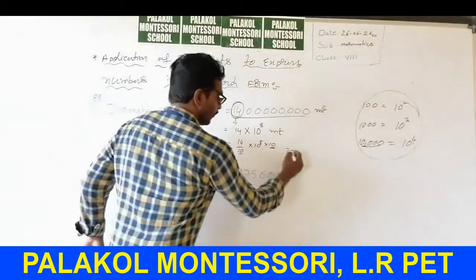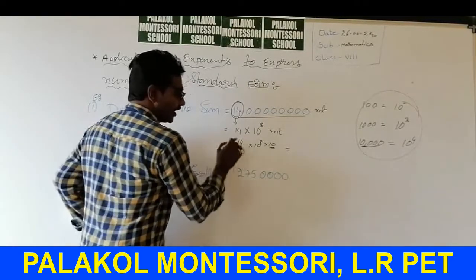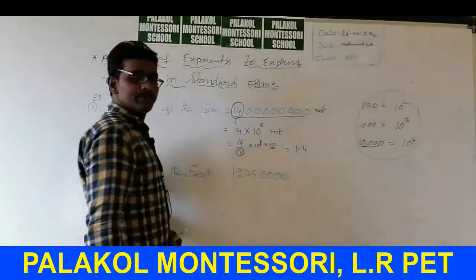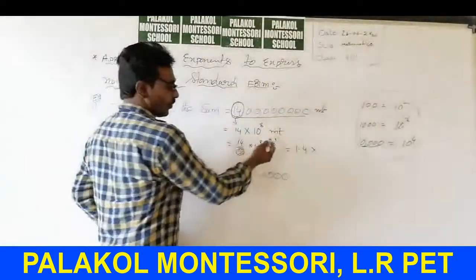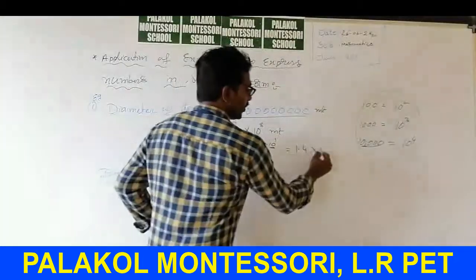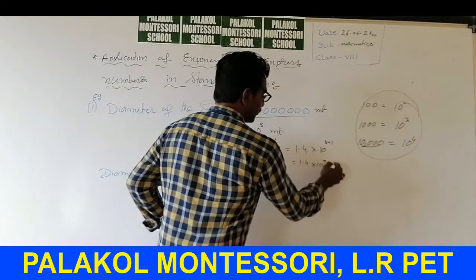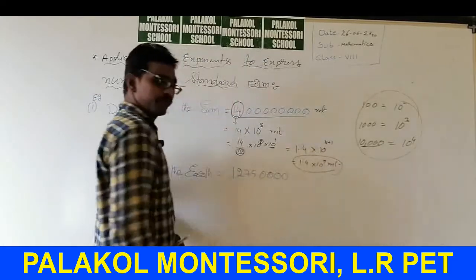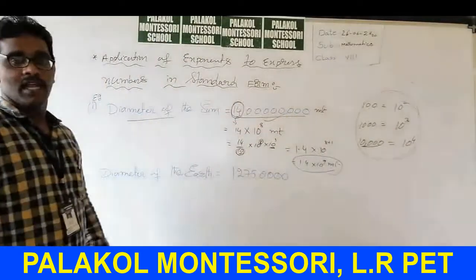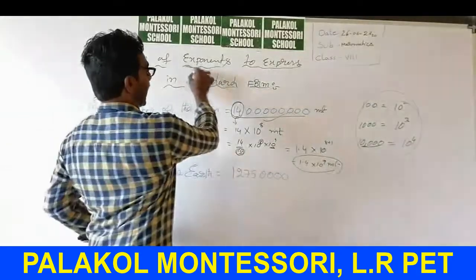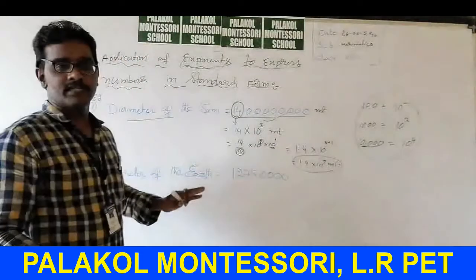See here, 14 by 10: how many zeros are there in the denominator? One zero. That's why you write 1.4. Simply, 1.4 into 10 power, here 1 and here 10 power of 8, so you write 10 power of 8 plus 1. So 1.4 into 10 power of 9 meters. It is the standard form. Here the diameter of the sun, the largest number in meters, I write in the standard form using exponent powers: 1.4 into 10 power of 9 meters.